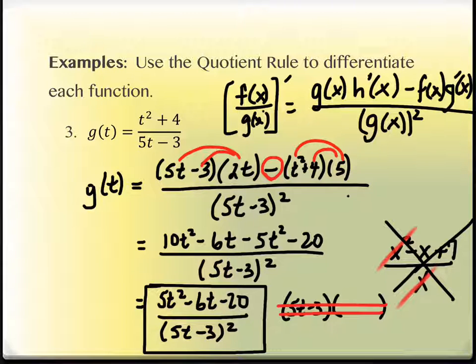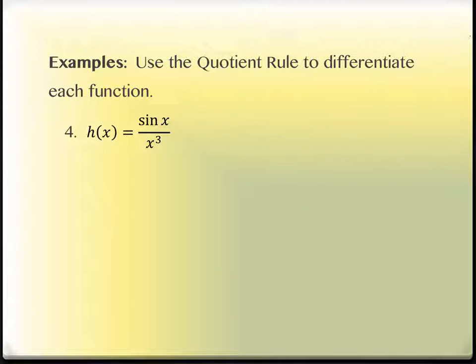Okay, another one. This one's actually cleaner because I don't have polynomials everywhere. This one, again, has the ability to be worked through with a quotient. I can't simplify it in any way to use any of my basic derivative rules from 2.2.